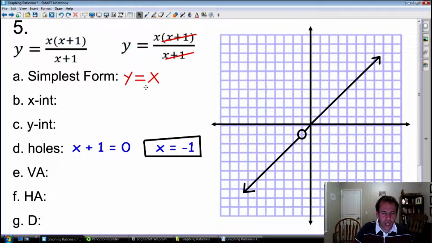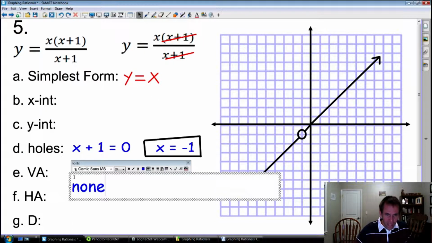But how we'd figure that out is to look at the vertical asymptote. What makes 0 in the denominator? Only x equals -1, and that was a hole. So there's not going to be a vertical asymptote, right?